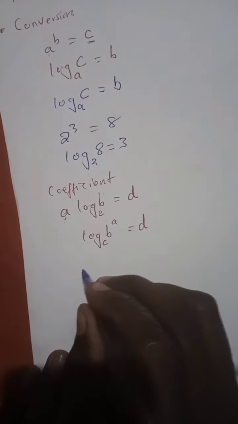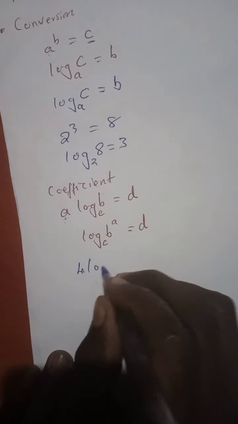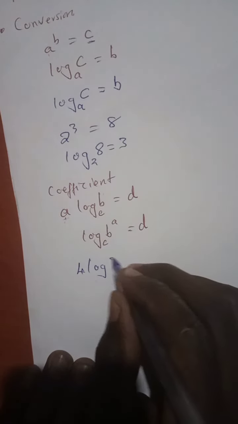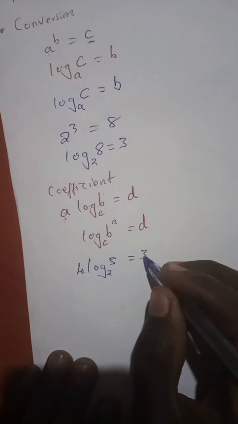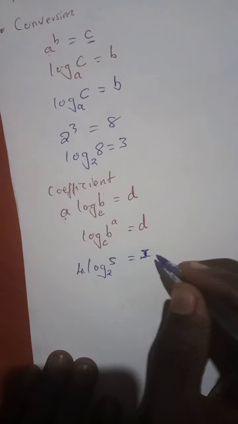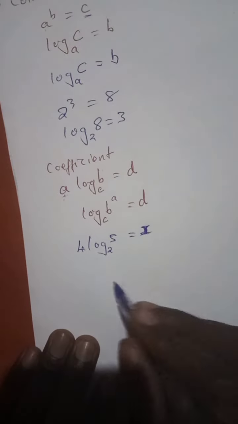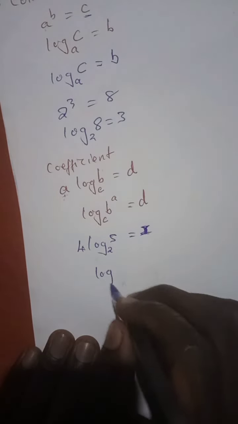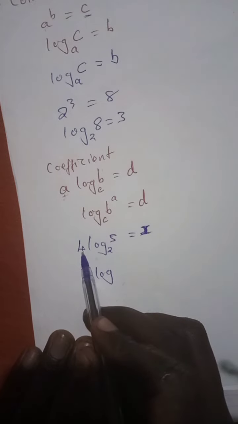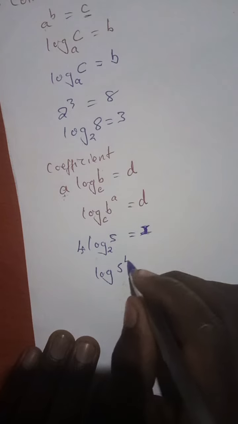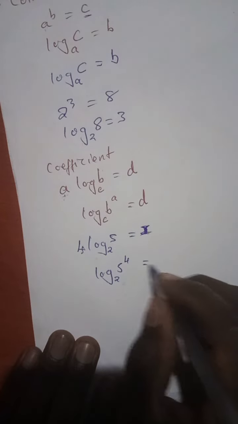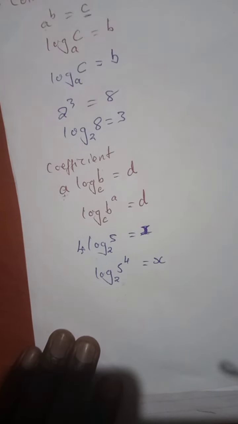For example, you can have a number like 4 log 5 to base 2 maybe equal to 3, or you can say it's equal to x because you don't know the exact answer. That one can be written as: this is the coefficient before the log, so it becomes the power of this number. So it becomes log 5 raised to 4 to base 2 is equal to x. Therefore, that is our second trick.